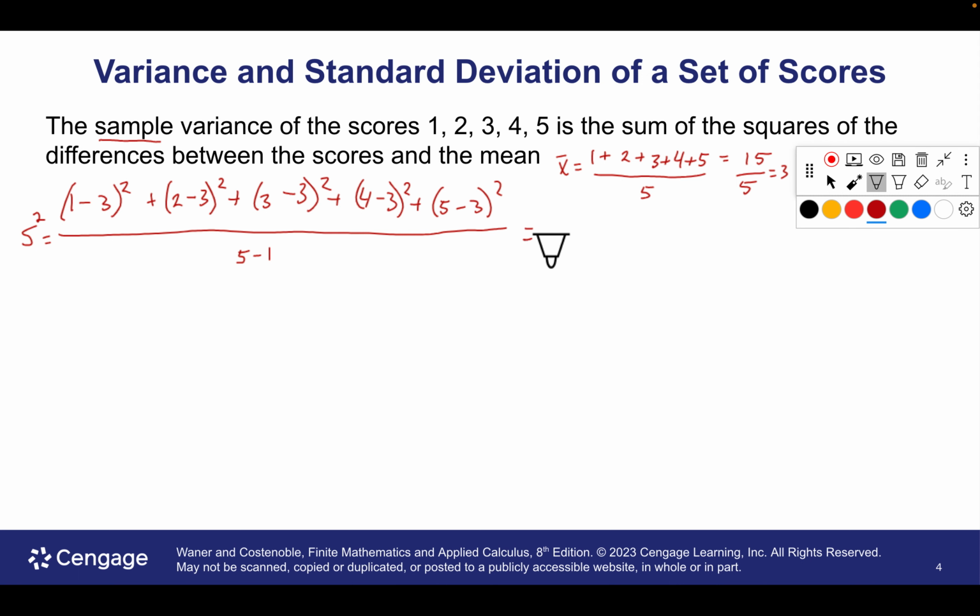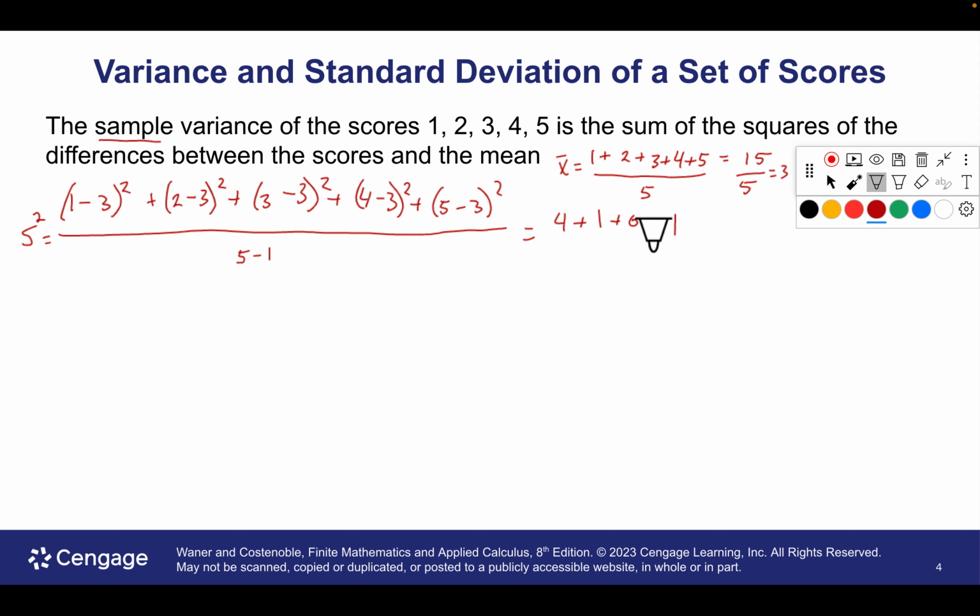So let's just do this. 1 minus 3 is negative 2. Negative 2 squared is 4. These numbers are not too bad. 2 minus 3 is negative 1. Negative 1 squared is 1. I like this one: 3 minus 3 is 0. 0 squared is 0, so we don't have to even write it, but we will. 4 minus 3 is positive 1.